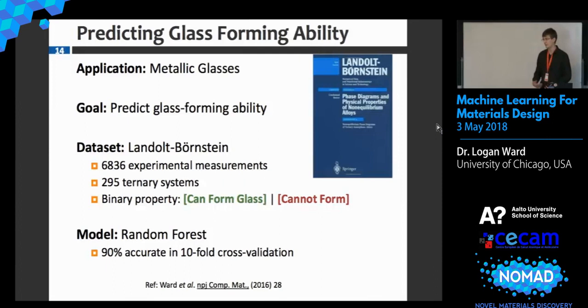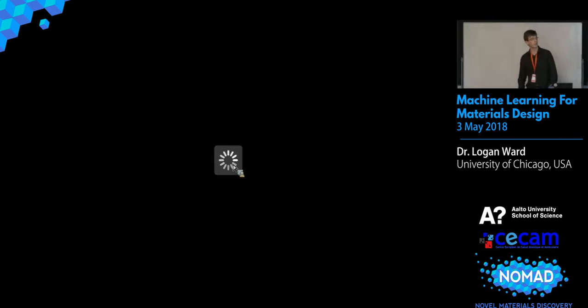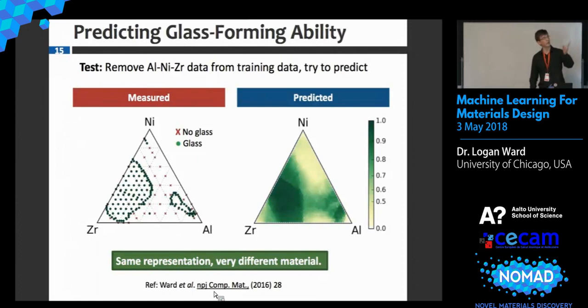But to really put this in context, we designed a test that would emulate how we would use this model in practice. Now, our intended application is to be able to take this model and use it to identify, given a new set of elements, is it possible to form a metallic glass in this system, and if so, what are the most likely compositions? So to emulate this test, we extracted one of the ternary systems from our training set. And we chose the aluminum nickel zirconium system because, one, it's been very extensively evaluated.